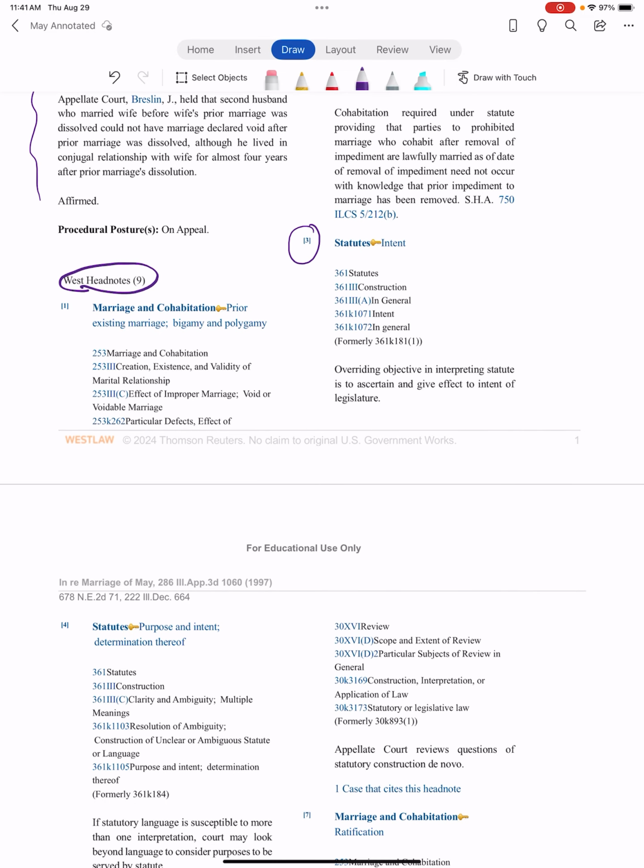Overriding objective in interpreting statute is to ascertain and give effect to the intent of the legislature. Okay, so what this headnote here, number 3, tells me is that this case is going to talk a little bit about statutory construction. I don't care that much about the steps of statutory construction right now. That's not what I'm looking for. But now I know this opinion is also not just going to talk about marriage and annulment, but it is also going to talk about statutory construction rules. And that is the rules that we use when we're trying to interpret what a statute means.